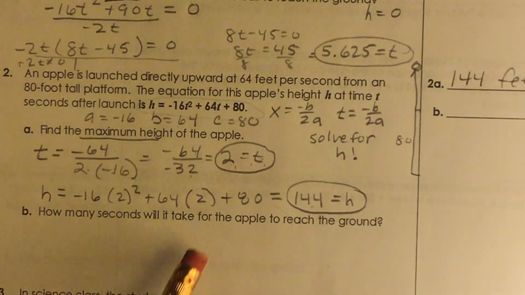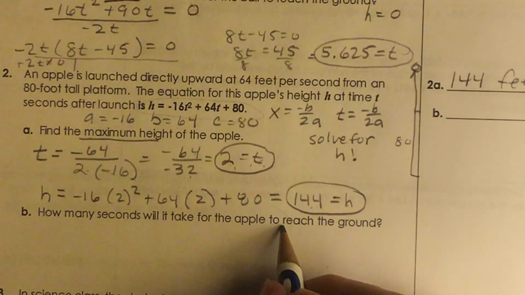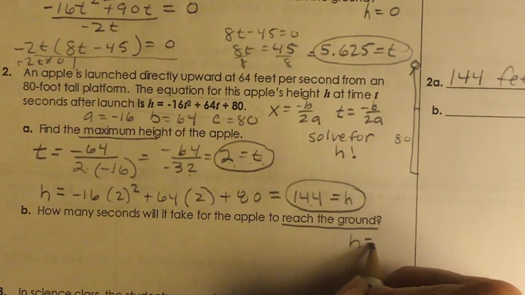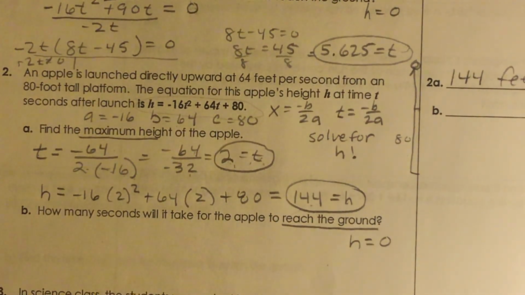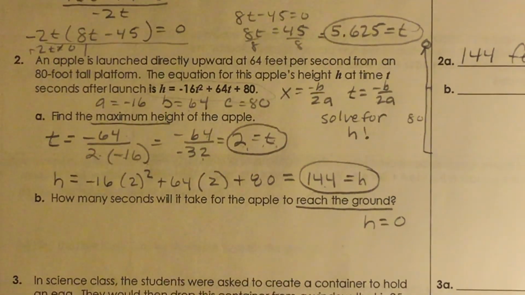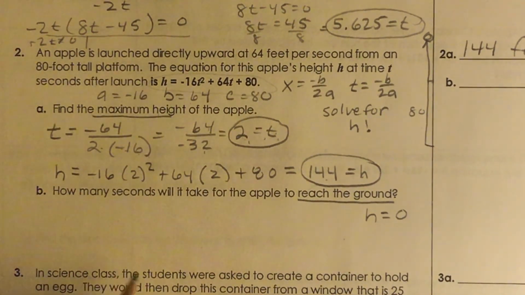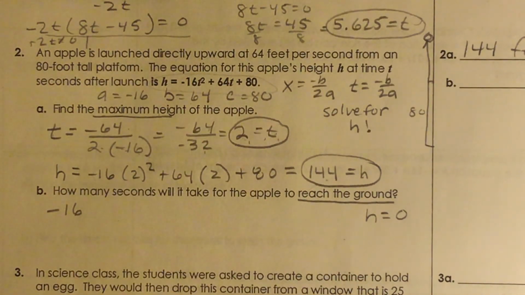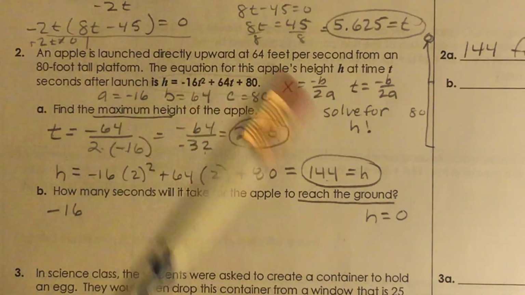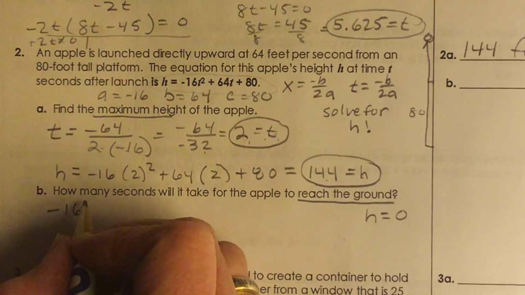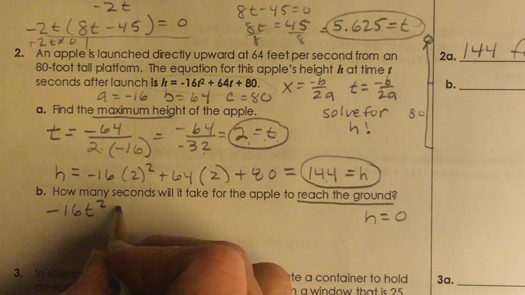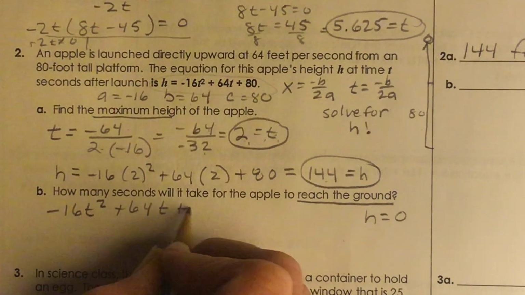Okay, so we have another one: how many seconds will it take to reach the ground? So hopefully you notice now that if an object is reaching the ground, I can automatically say that h is equal to 0. I'm basically setting this equal to 0, okay? So let's rewrite it now. I'm just rewriting this equation down here, but I'm setting it equal to 0, and I'm solving it, finding its solutions. Negative 16t squared plus 64t plus 80 equals 0.